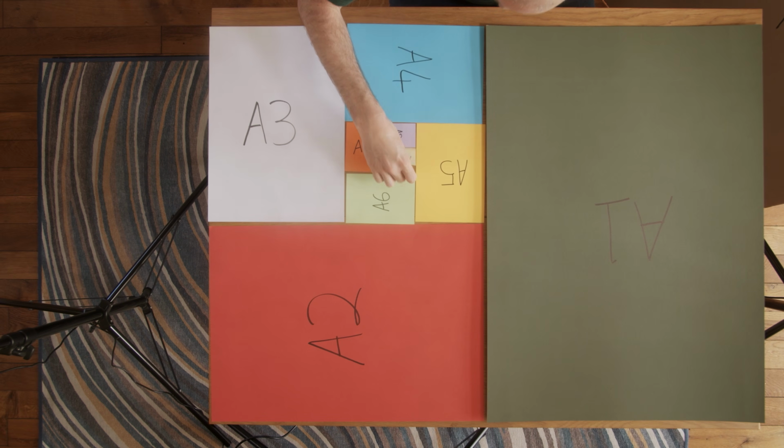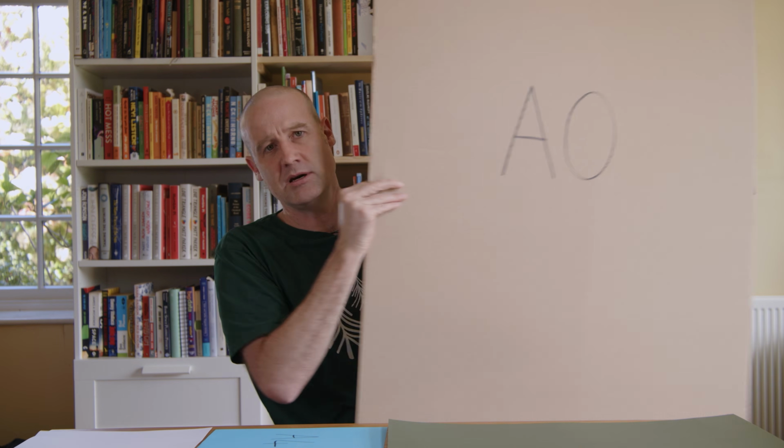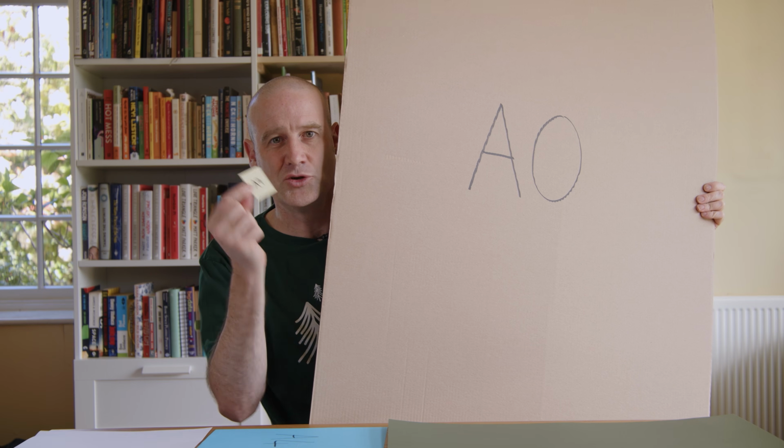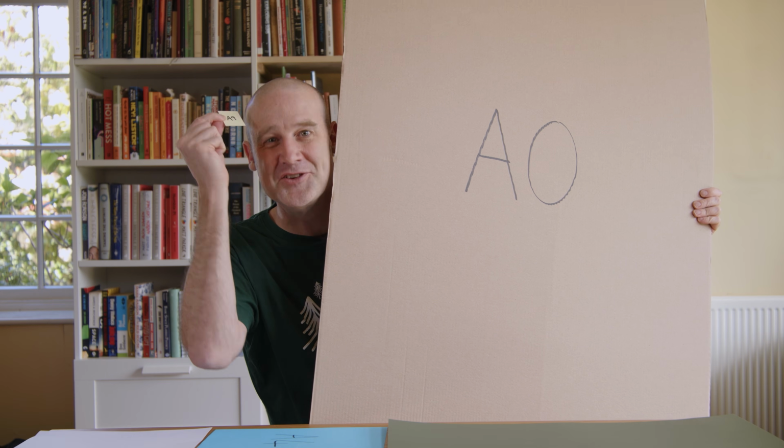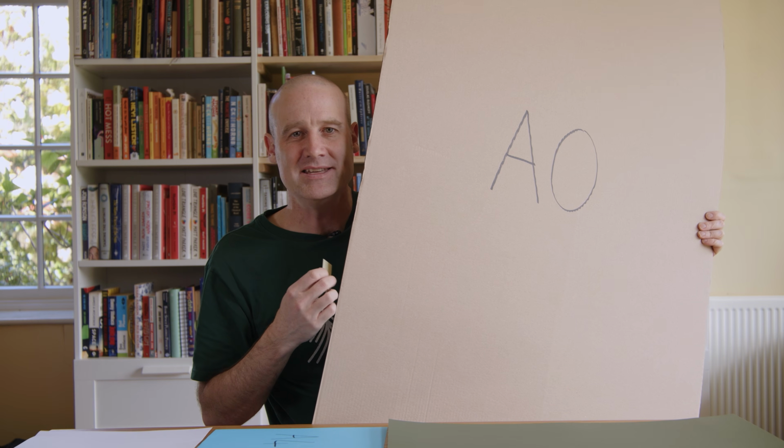So you could take A9, look at adorable little A9. Because the difference between 0 and 9 is 9, you could fit 2 to the 9 of these. You can fit 512 A9s. They would perfectly cover an A0.